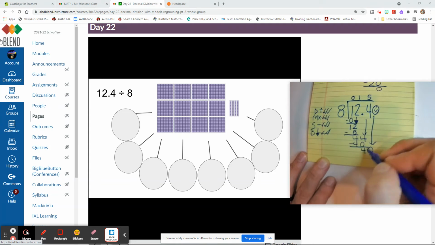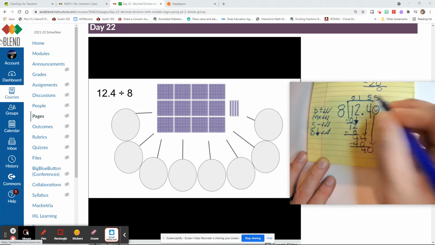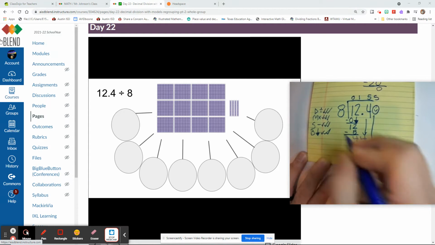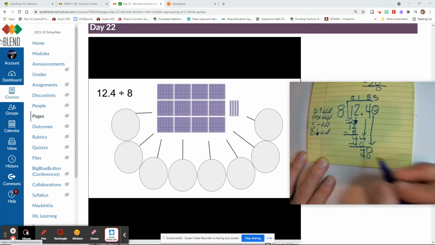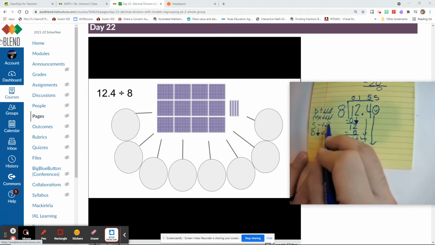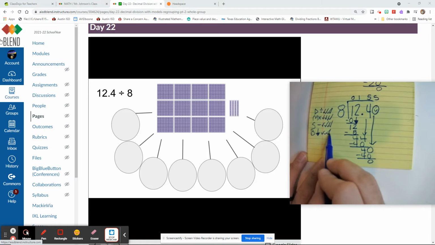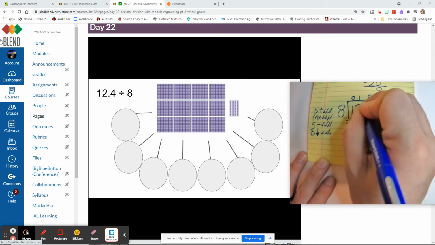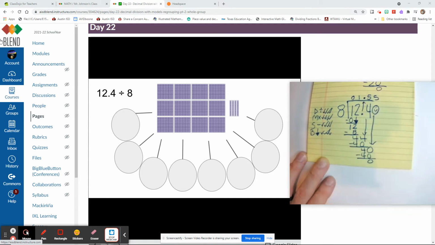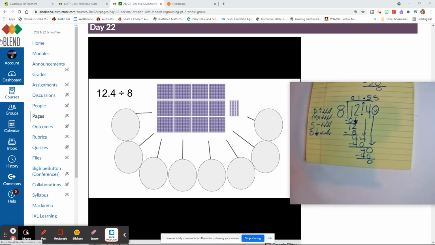Alright, we know that 8 goes into 40 5 times because 8 times 5 is 40. We no longer have a remainder, so now we can bring our decimal point to the top. So 8 groups of 1 and 55 hundredths equals 12 and 4 tenths.